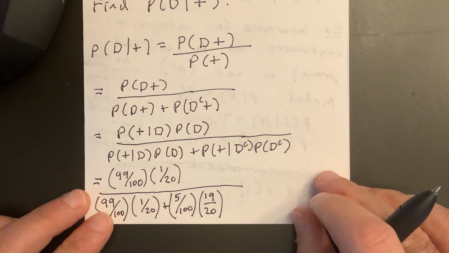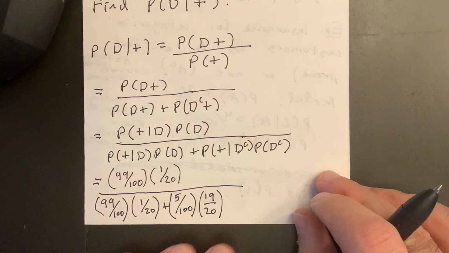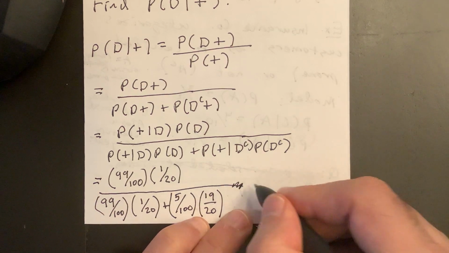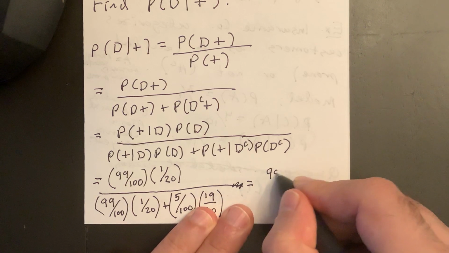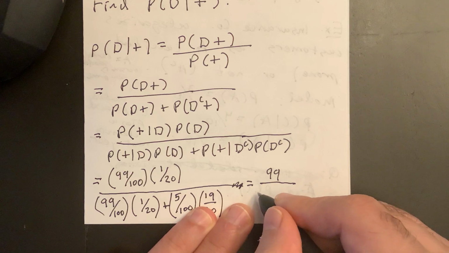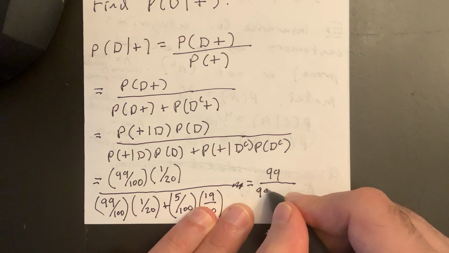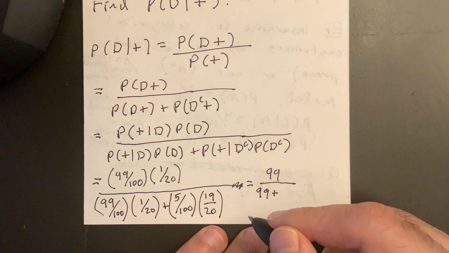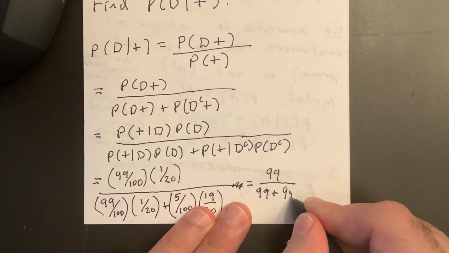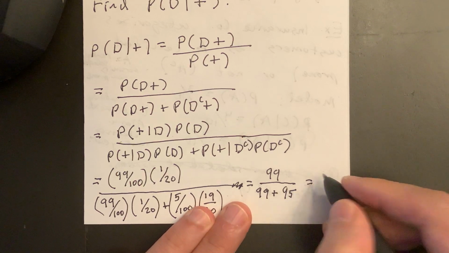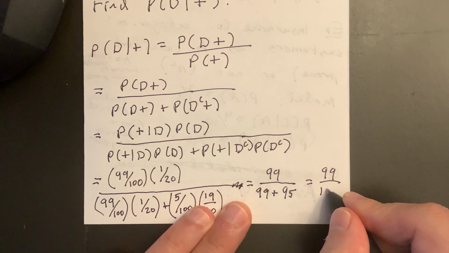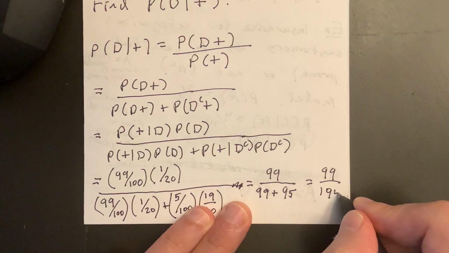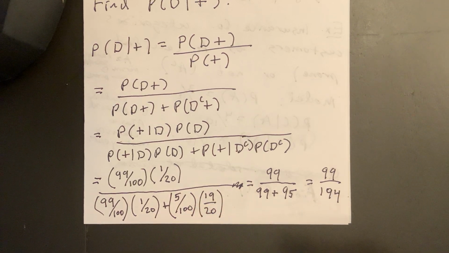Okay, well, it's clear I want to multiply top and bottom by 2,000, and I will get 99 over 99 plus 95. Wow. Which is equal to 99 over 194. Okay, so it's only a little more than a half.